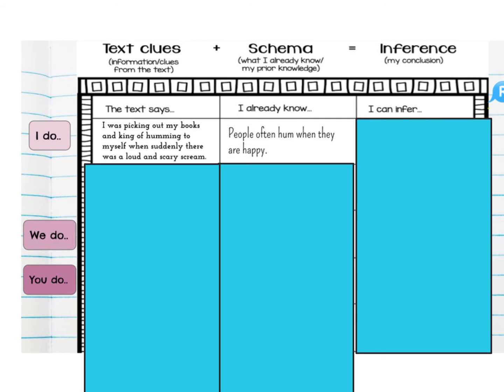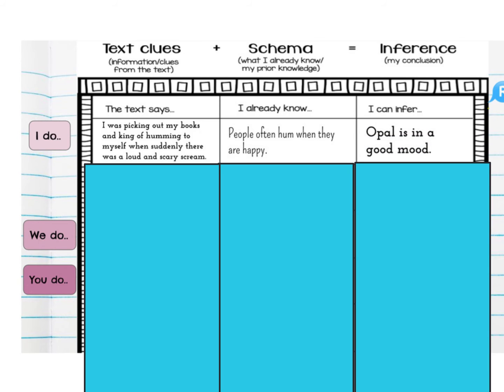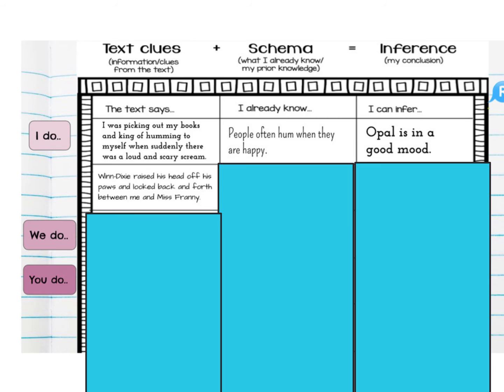I'm going to add together my clue from the text and what I already know. Since it says that Opal was picking out her books, she was kind of humming, this can lead me to an inference that Opal is in a good mood. So now let's think a little bit deeper. Here's my next text clue.